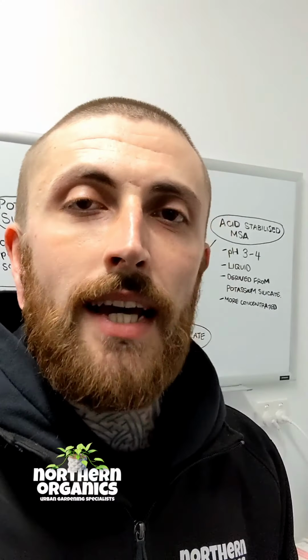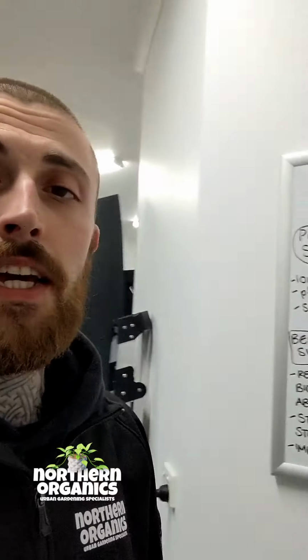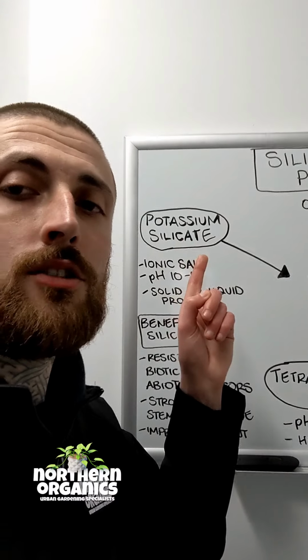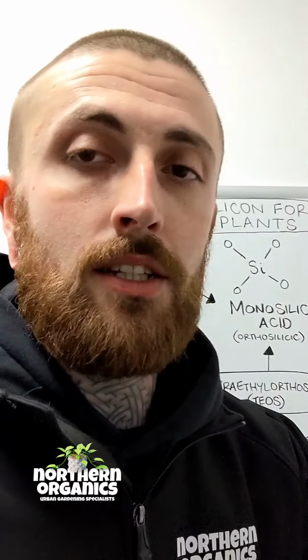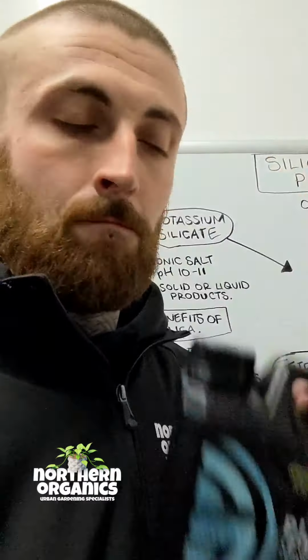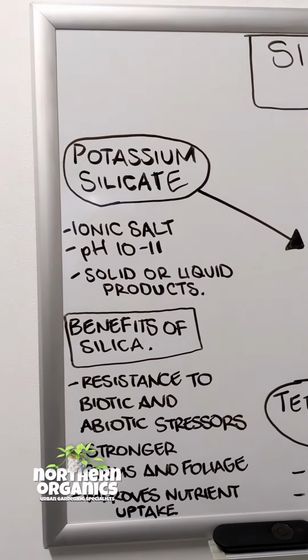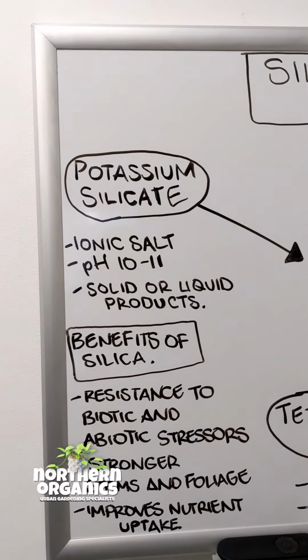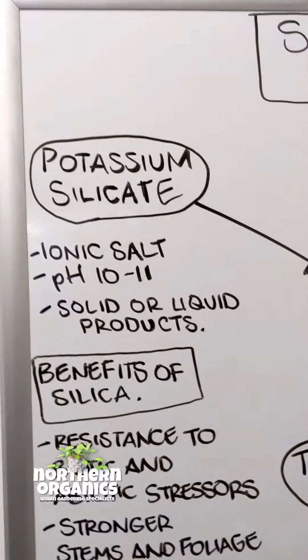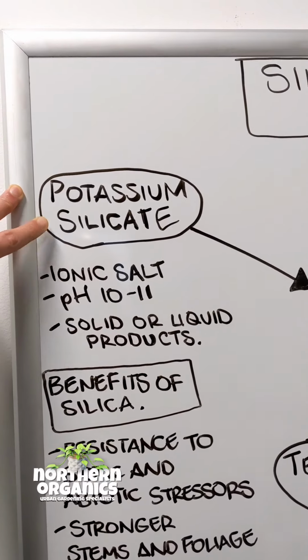When you're shopping for a silicic acid fertilizer supplement, you're going to come across three different main groups of products, broadly speaking. The first of those will be a potassium silicate solution, such as Plant Guard that we stock here at Northern Organics by Green Planet. Potassium silicate is an ionic salt, which means that when it is dissolved into water, it breaks down into potassium and silica.